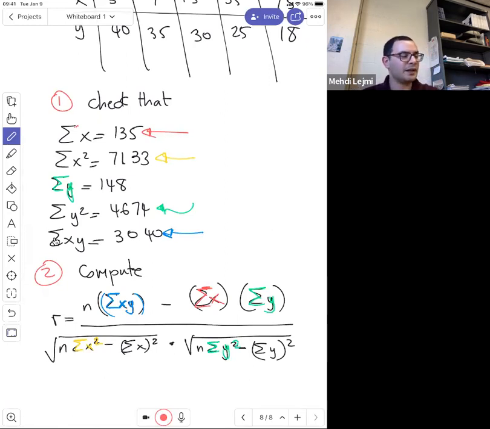So in practice, in the homework or on the test, the answers of the first 5 steps are given, and all you have to do is plug these numbers in the formula of R. But as you can see, the formula of R is not an easy one, so we're gonna need some practice anyway.